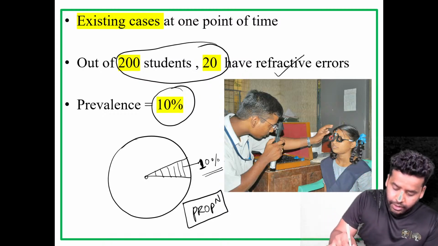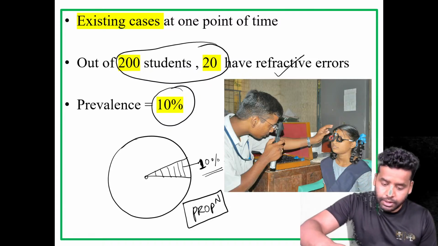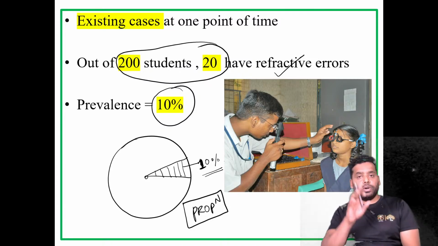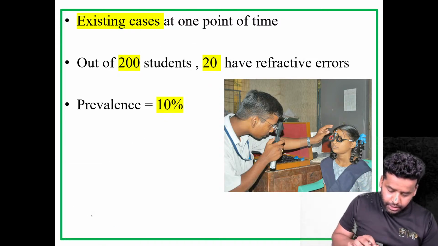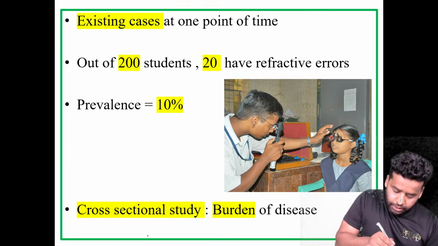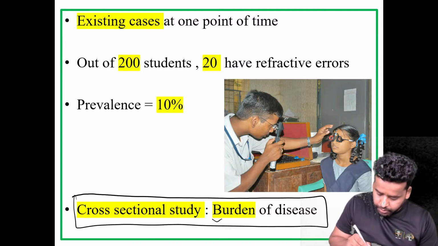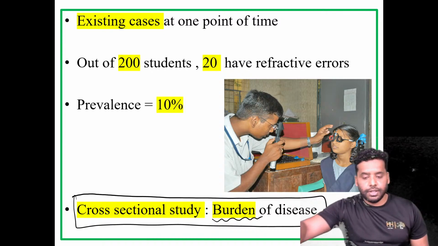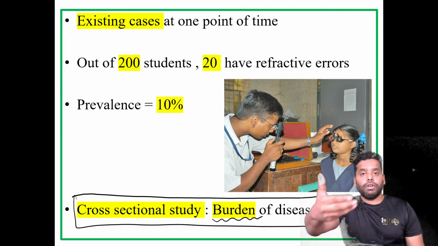What is this study done at one point of time where there is no follow-up? It is called a cross-sectional study. So prevalence is obtained from cross-sectional study, indicating burden. How many are having disease? Cross-sectional studies can indicate risk of developing disease. True or false?